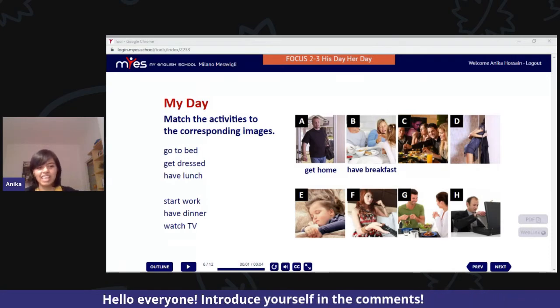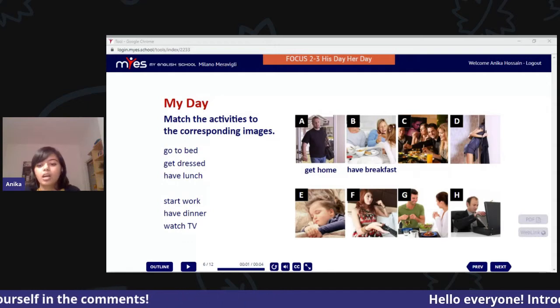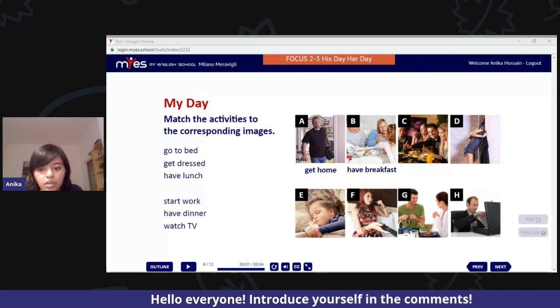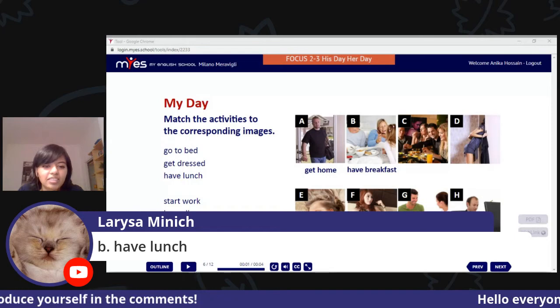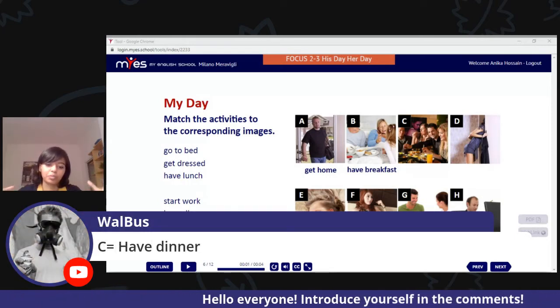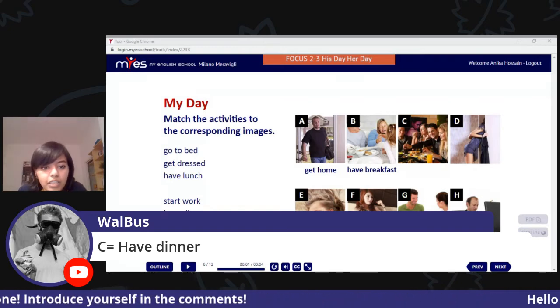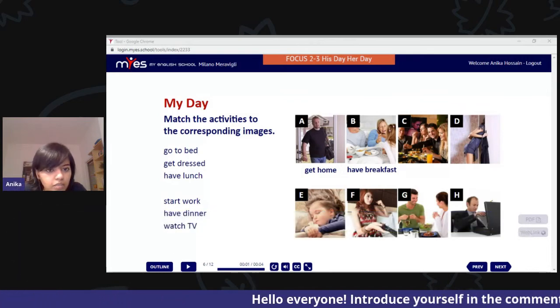A lot of students say take a drink. This is not correct. So you have a drink with your friends. Okay, so we have more answers here. Oh, Larissa says B. I would say actually have breakfast for B because you can see like small food. Lunch would be, I think, bigger plates, more food. So breakfast. So have dinner for C. That's what Walter says.